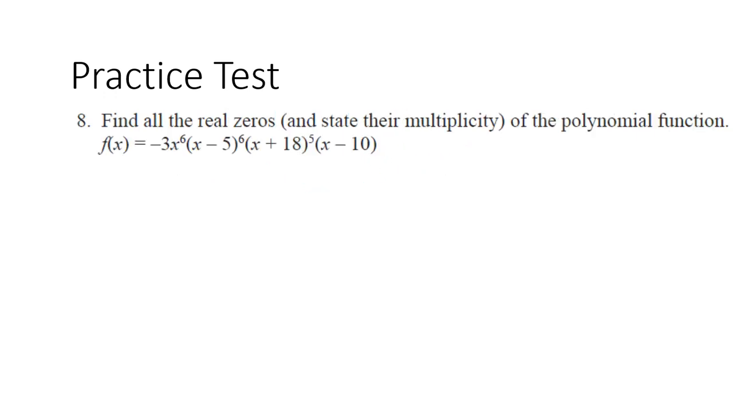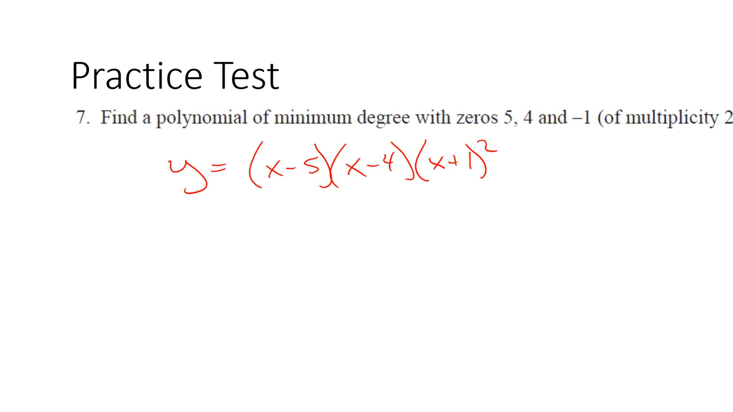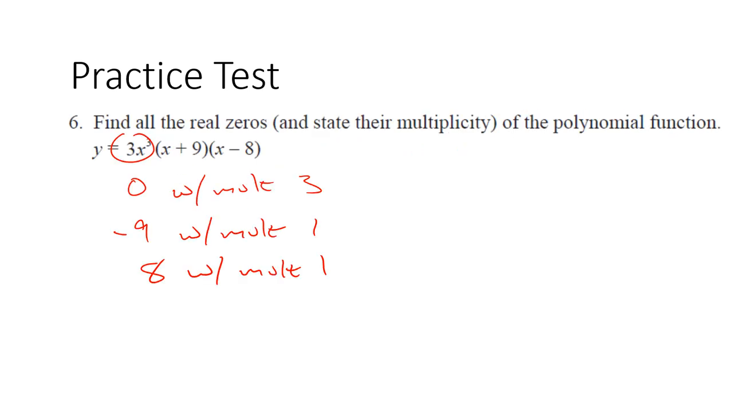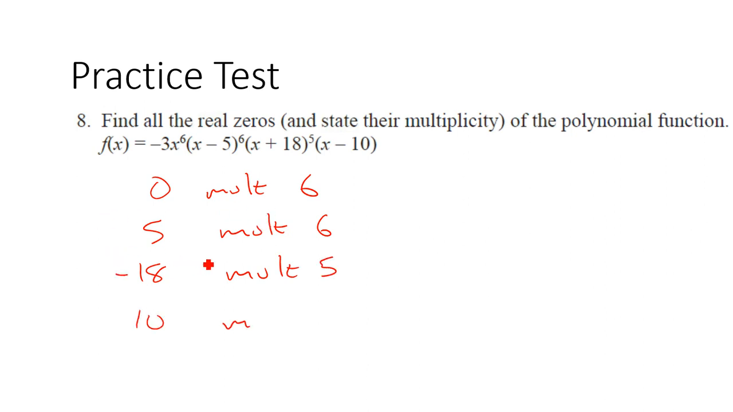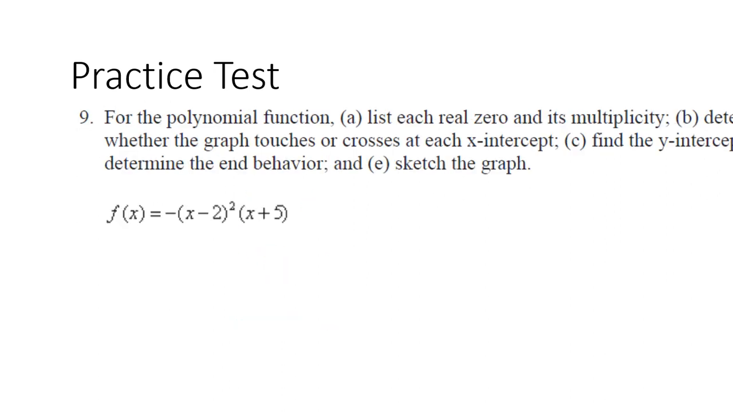Find all the real zeros. So same thing, we're going to have 0 with multiplicity 6. We're going to have 5 with multiplicity of 6. We're going to have negative 18 with multiplicity of 5. And we're going to have 10 with multiplicity of 1.